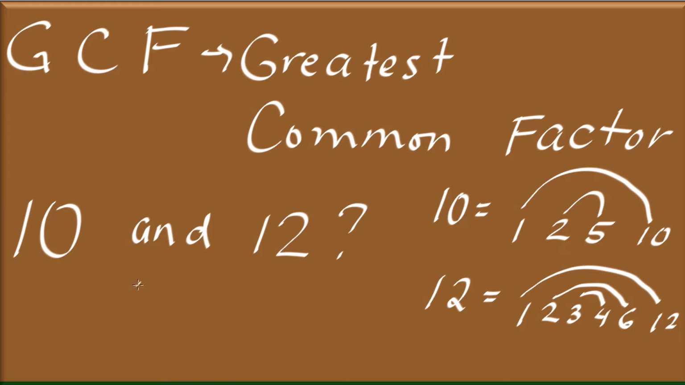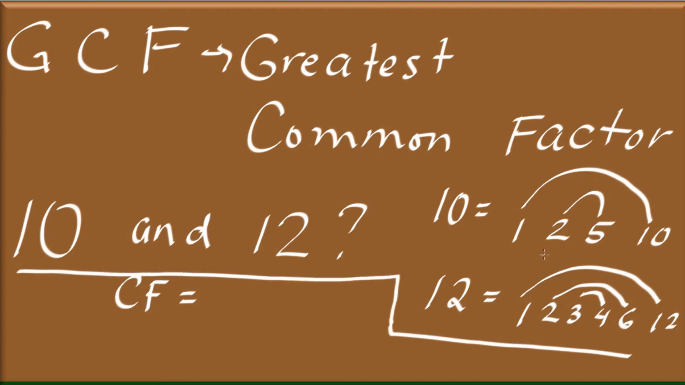Now, let's look at the common factors between the groups, okay? So what are the common factors between the factors of 10 and factors of 12? So we see that 1 is common. So 1 is a common factor between 10 and 12. What else is common? Okay, 2 is also common. 2 is a common factor. What else is common between these groups?